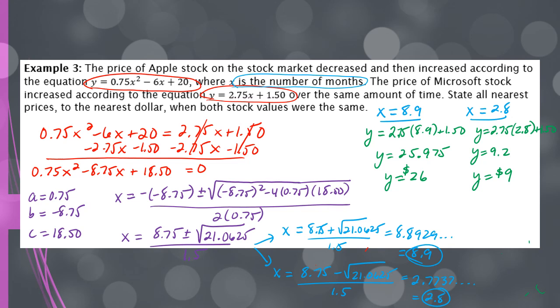Okay, so here's the situation. I have two solutions, and what it's telling me is that after 8.9 months, the two stocks will be the same value at $26. And then after 2.8 months, which would actually happen first, they would also have the same value, which is $9. So there are two solutions. There are two times when these stocks would have the same price.